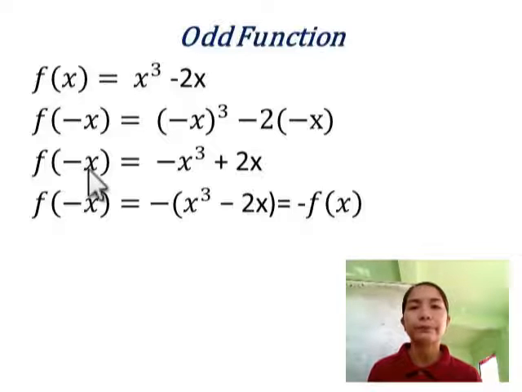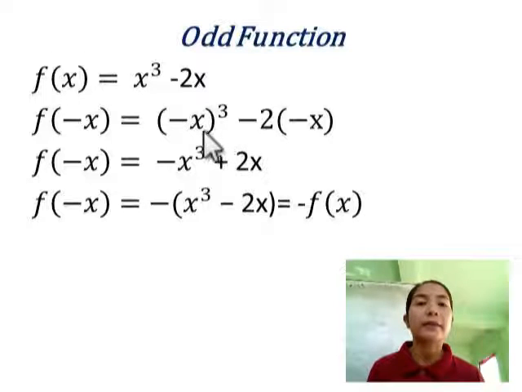How about an odd function? F of x is equal to x cubed minus 2x. Just substitute the value of x with negative x. F of negative x is equal to negative x raised to the power of 3 minus 2 times negative x. Negative x times negative x is equal to positive x squared. Then times negative x, it becomes negative x cubed. Negative times negative is positive, and 2 times x is 2x. F of negative x becomes negative of x cubed minus 2x.